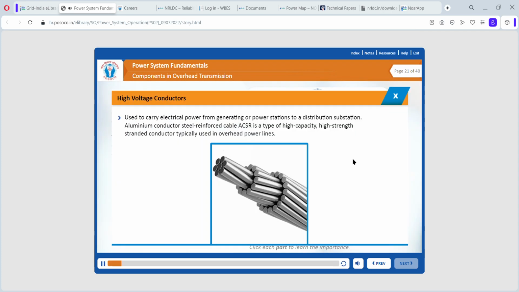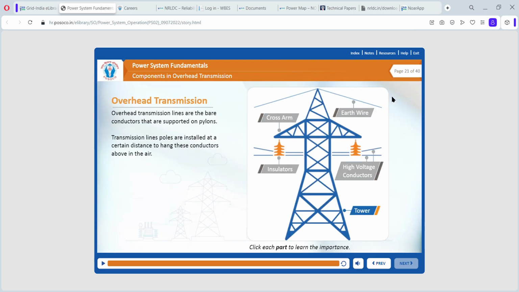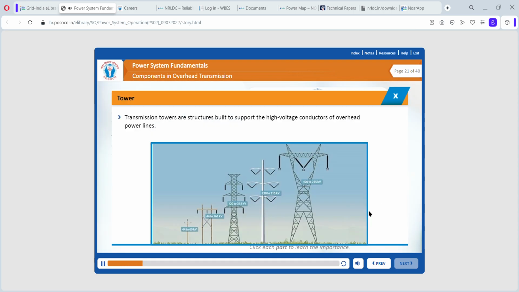High voltage conductors are used to carry electrical power from generating or power stations to a distribution substation. Aluminum conductor steel reinforced cable, ACSR, is a type of high-capacity, high-strength stranded conductor typically used in overhead power lines. Transmission towers are structures built to support the high-voltage conductors of overhead power lines.